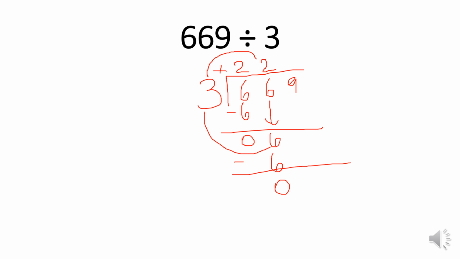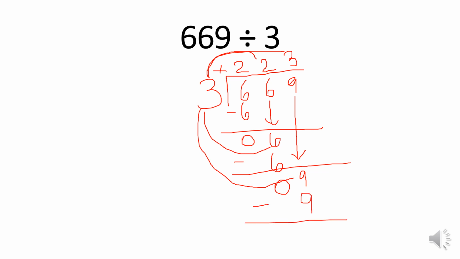We have another number, so we bring it down. Then we're going to say 3 into 9 is 3. So we write the 3 on top, and then we multiply. 3 3s are 9. Our final step is to subtract. 9 take away 9 is 0. Now the examples that we did in this lesson, there are no remainders.